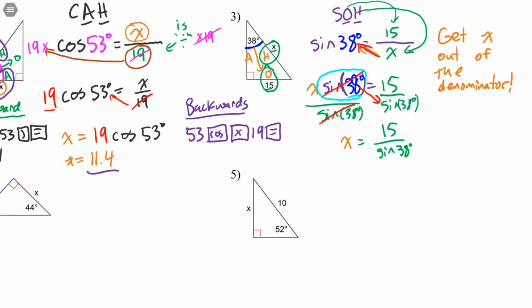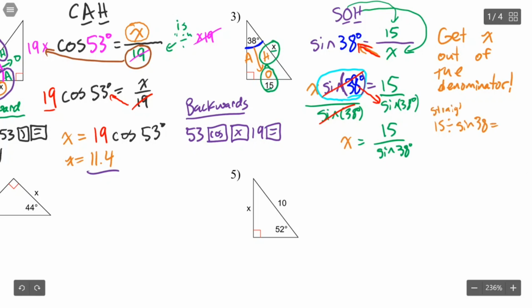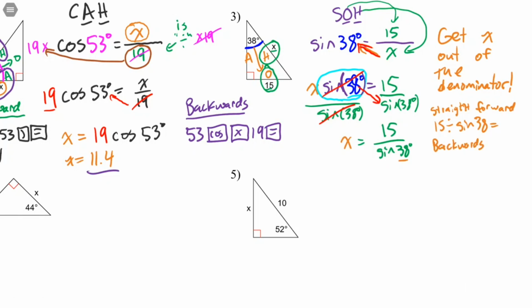Now, the way you do this in a straightforward calculator, you literally do 15 divided by sine 38 equals. So that's your straightforward calculator. Your backwards calculator is especially confusing for this one.